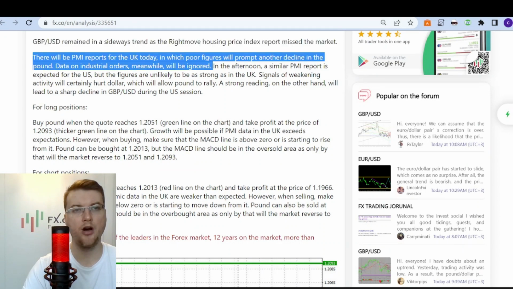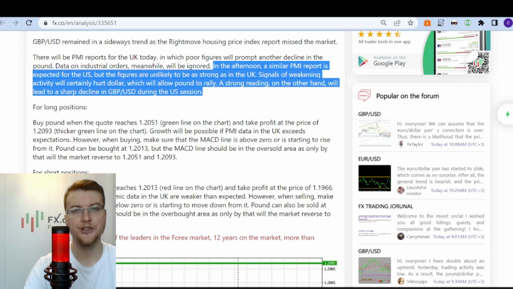There will be PMI reports for the UK today, in which poor figures will prompt another decline in the pound. Data on industrial orders, meanwhile, will be ignored. In the afternoon, a similar PMI report is expected for the US, but the figures are unlikely to be as strong as in the UK. Signals of weakening activity will certainly hurt dollar, which will allow pound to rally. A strong reading, on the other hand, will lead to a sharp decline in GBP USD during the US session.